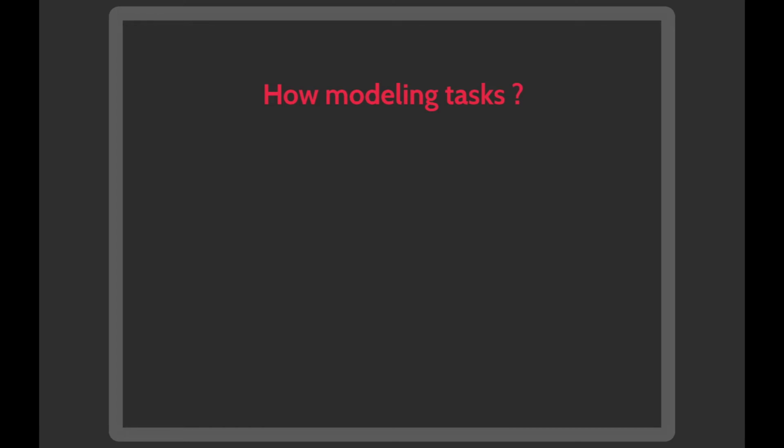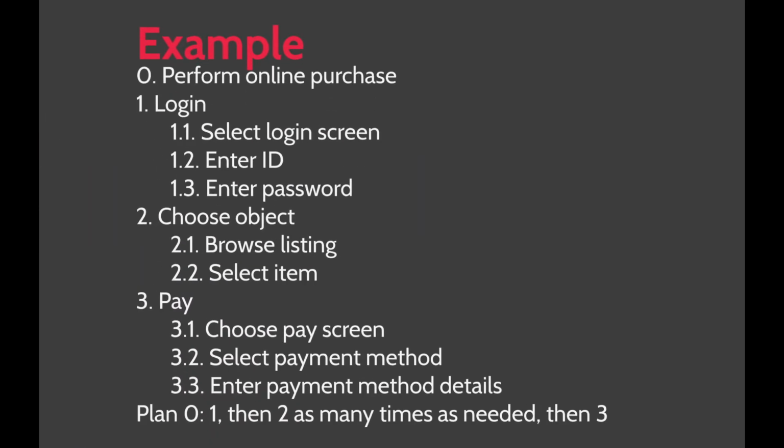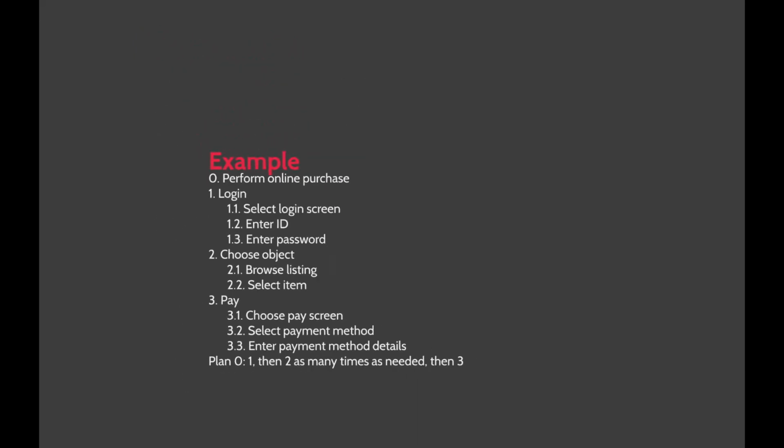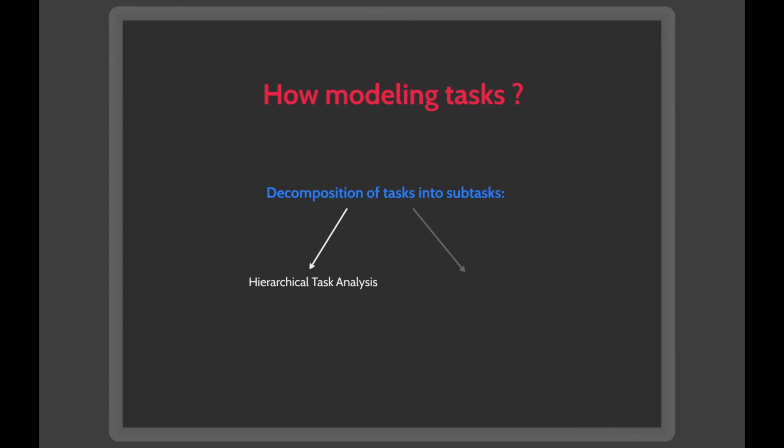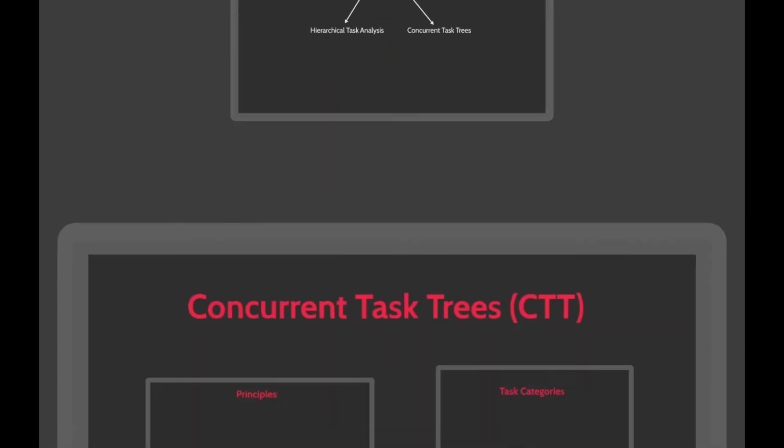There are different techniques to do task modeling. One of them is based on the decomposition of tasks into subtasks. In the past, usually, hierarchical task analysis was used. Like you can see here, this is an example of a hierarchical task analysis for making an online purchase. Another alternative is concurrent task trees. We will go deeper into this technique.